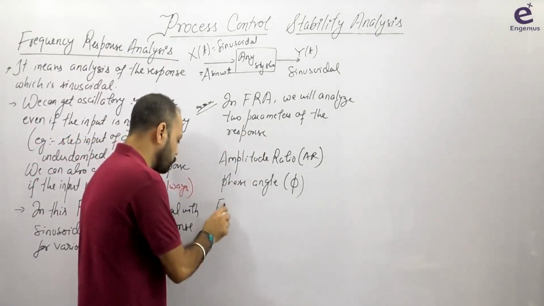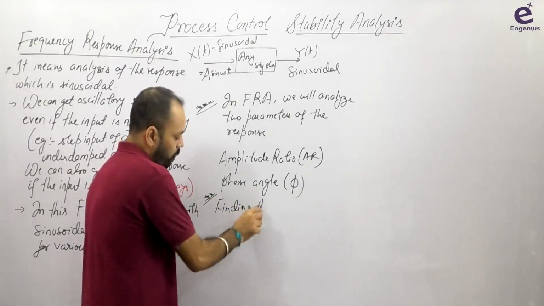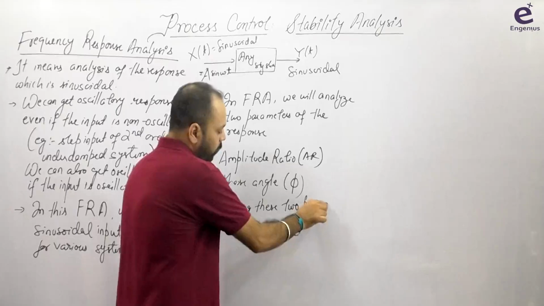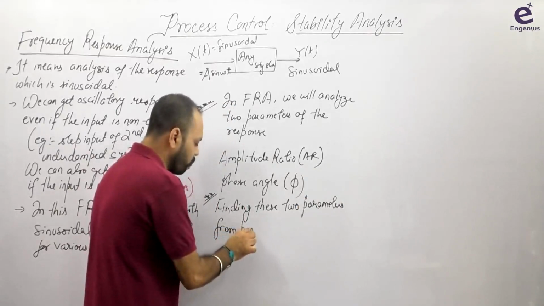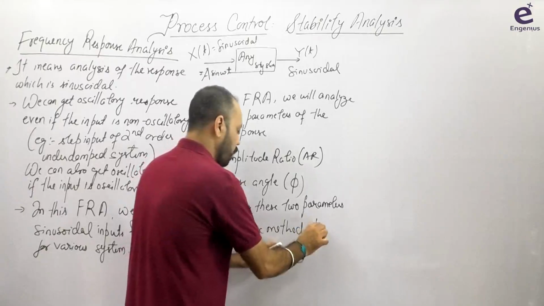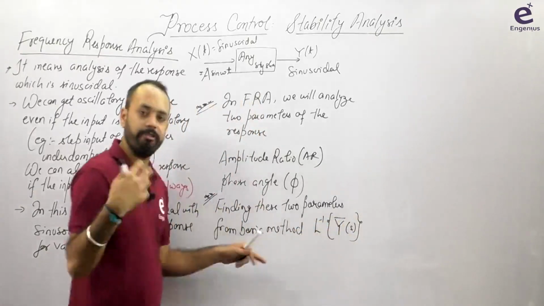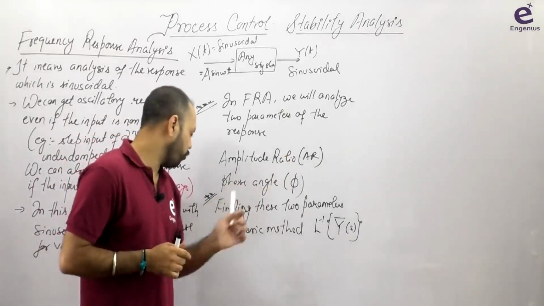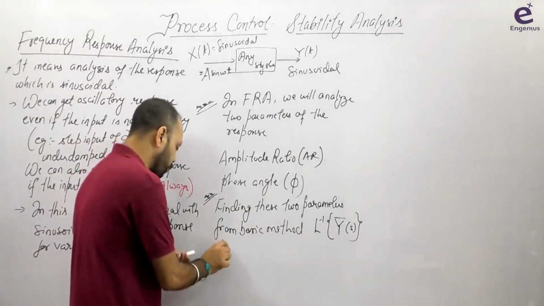But finding these two parameters, this is the next point, from the basic method. What is called the basic method? Basic method is taking Laplace inverse of Y bar s. Then you find y(t), and even after that you have to do some mathematical manipulations. Then only you will find AR and phi. So finding these two parameters from basic methods is lengthy, time consuming.